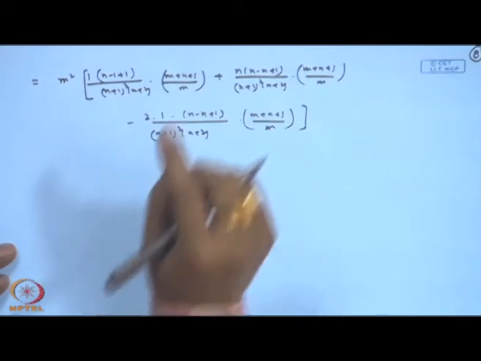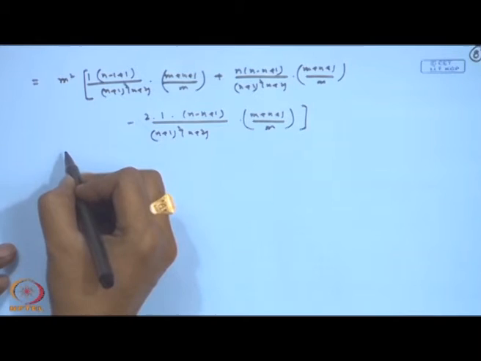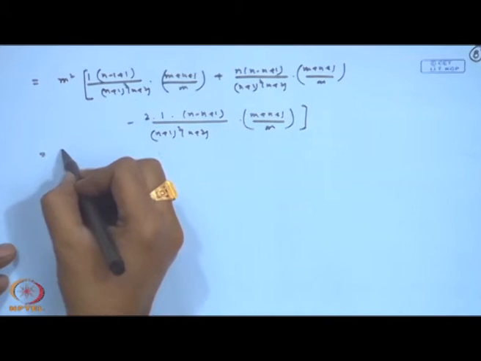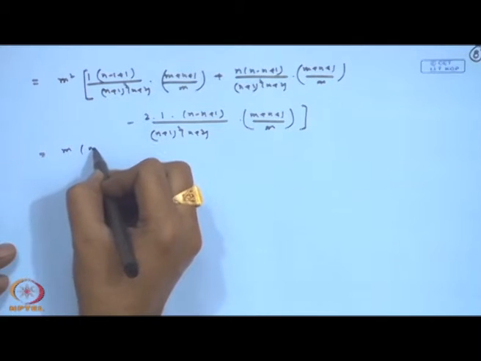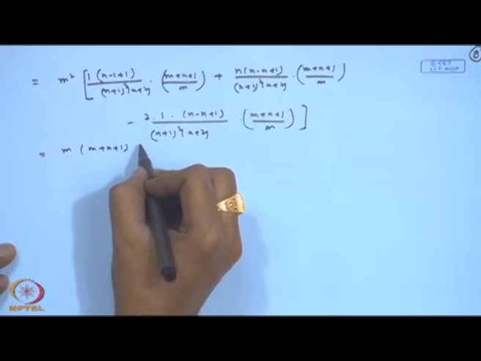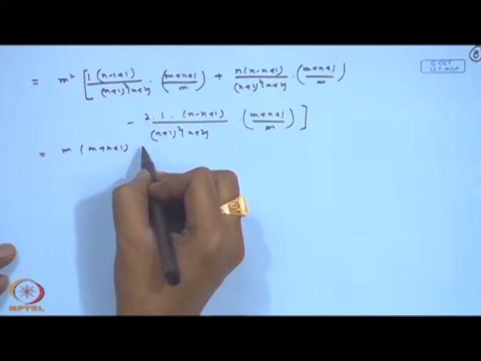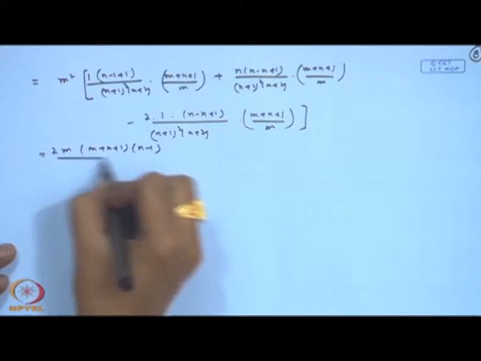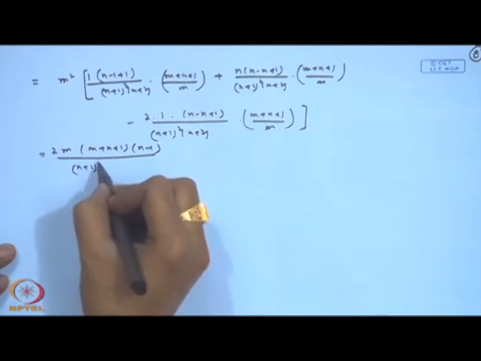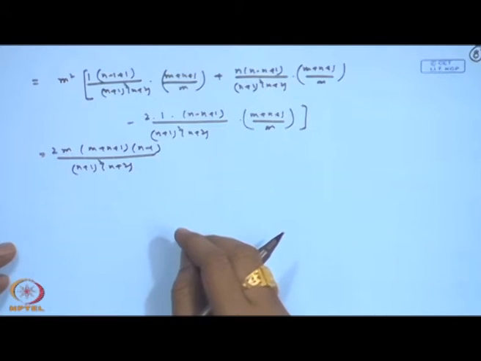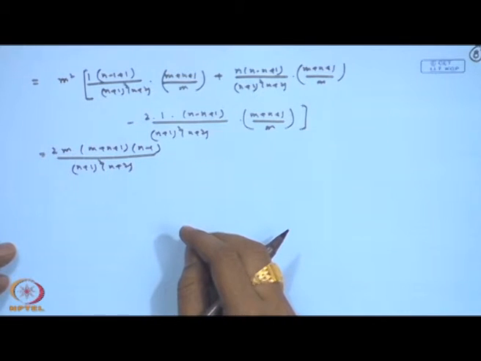So, this term is common, and then you have (n plus 1) square by (n plus 2), that is also common. So, you get m into (m plus n plus 1), and after simplification this term becomes 2n minus 2. So, 2 times (n minus 1) divided by (n plus 1) square into (n plus 2). So, once again we are able to obtain the null mean and variance of this thing.